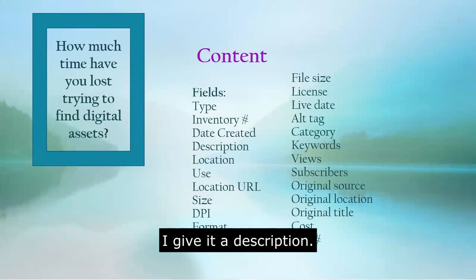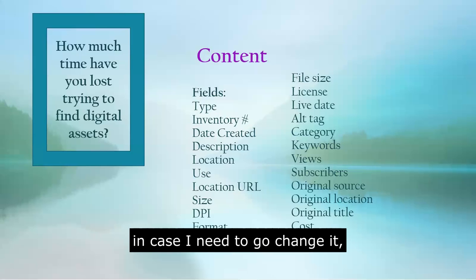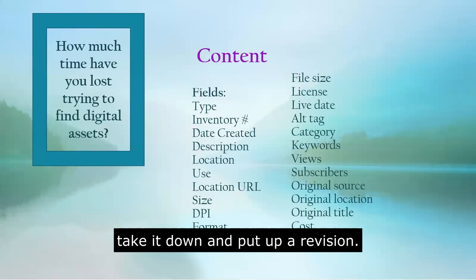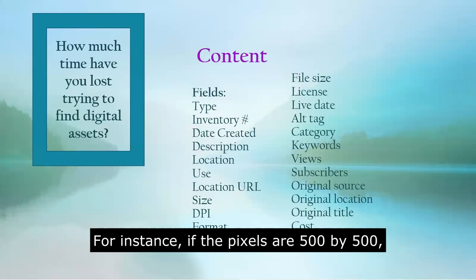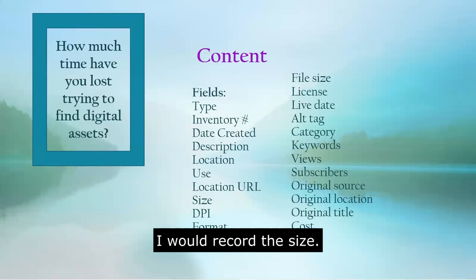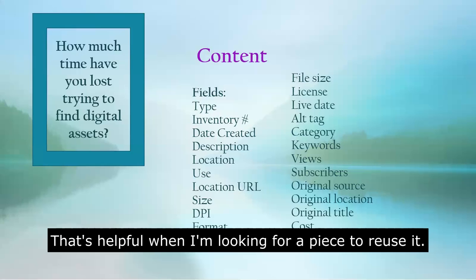I give it a description, I give it a location, where is it stored, where is it used, how is it used, I want to document that, and then give myself a location URL in case I need to go change it, take it down and put up a revision. I want to do the size. For instance, if the pixels are 500 by 500, I might record the size so I know which one this is. The DPI, whether it's a 300 DPI or something different, that's helpful when I'm looking for a piece to reuse.